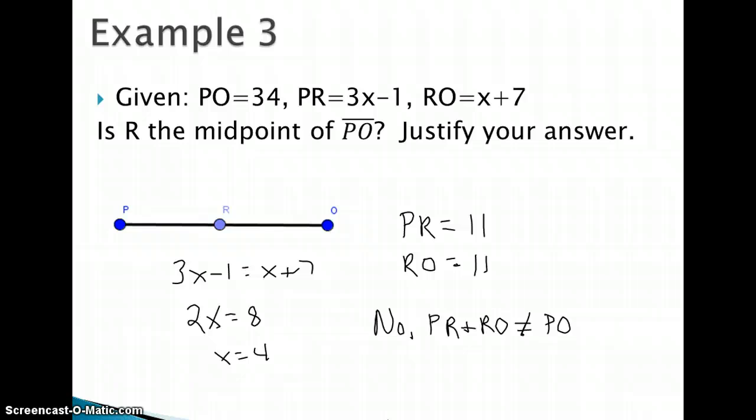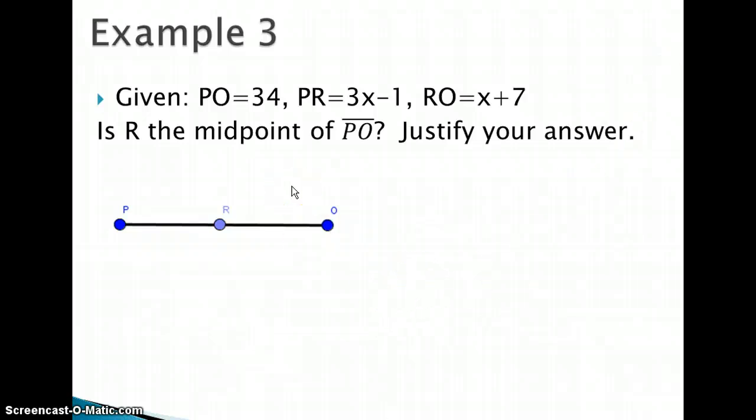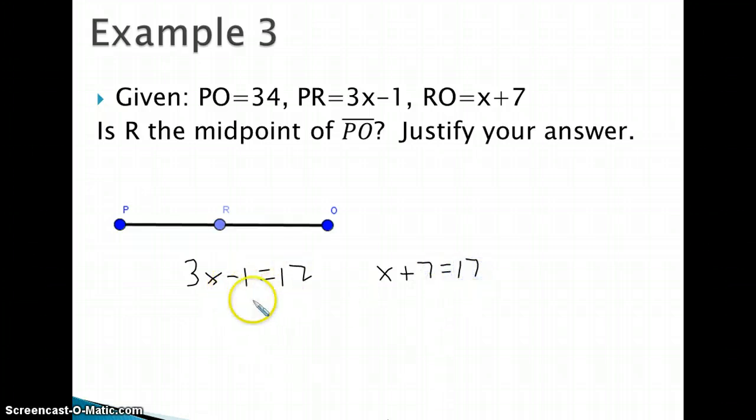Alright, now your other option is knowing that if PO is 34, then each of these segments, PR and RO, if R is the midpoint, they've got to equal 17, which is half of 34. So I'm going to take each part and set them equal to 17. When I solve for x, I'm going to add 1. I get 3x equals 18. And divide by 3, I get x equals 6. And here I'm going to take away 7 and get x equals 10.